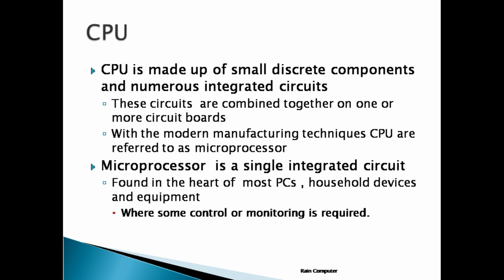The CPU is made up of small discrete components and numerous integrated circuits. These circuits are combined together on one or more circuit boards. With modern manufacturing techniques, CPUs are referred to as microprocessors. However, a microprocessor is a single integrated circuit found in the heart of most PCs, household devices and equipment, where some control or monitoring is required.